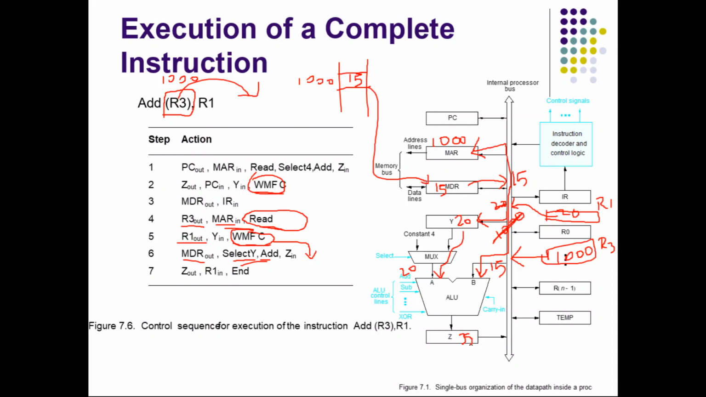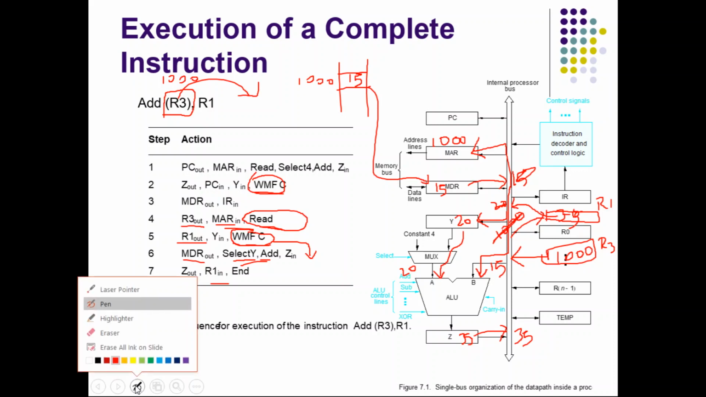But finally the result should be stored where? In R1. So at last what we give is Z out comma R1 in. Z out means this will go to the internal bus, so this will be 35. And from here we say R1 in. So now the internal bus contains 35, and 35 will finally be moved to R1. So at last R1 will have 35, right? So this is how this instruction got executed.